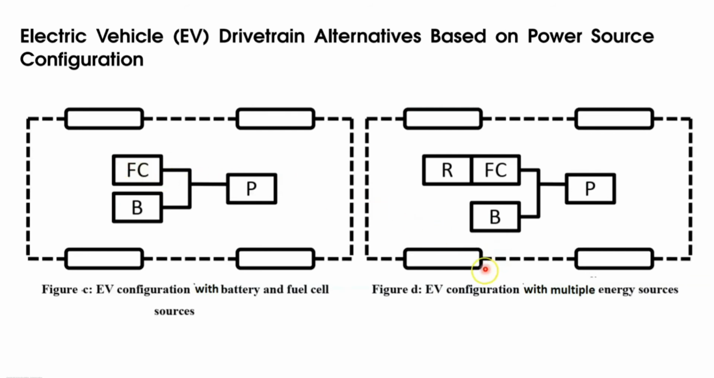So the fourth configuration is the configuration with multiple energy sources. Rather than storing hydrogen as a compressed gas, a liquid or a metal hydride, hydrogen can be generated on board using liquid fuels such as methanol. So in the figure, in this case, a mini reformer is installed in the electric vehicle to produce the necessary hydrogen gas for the fuel cell.